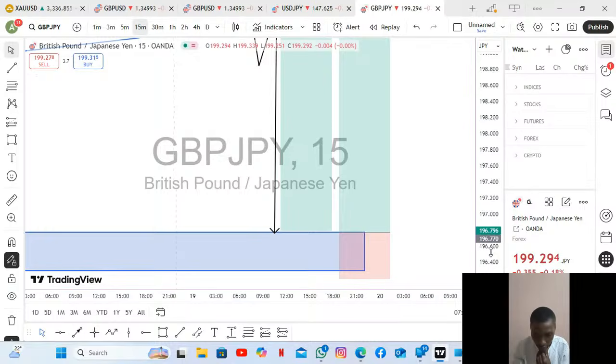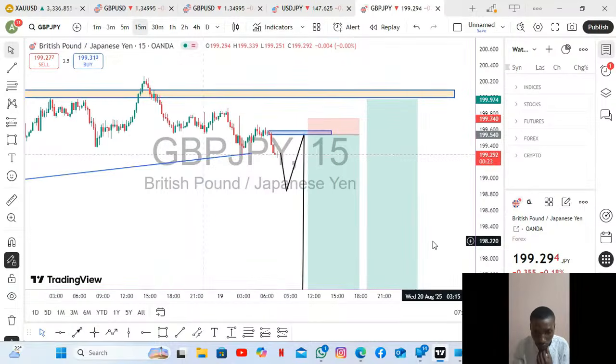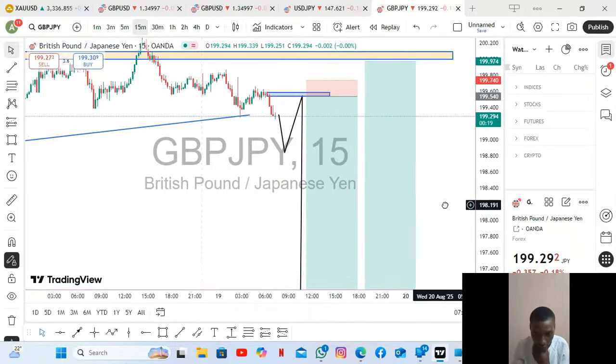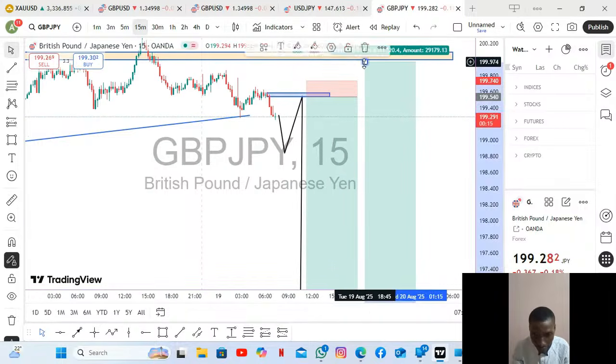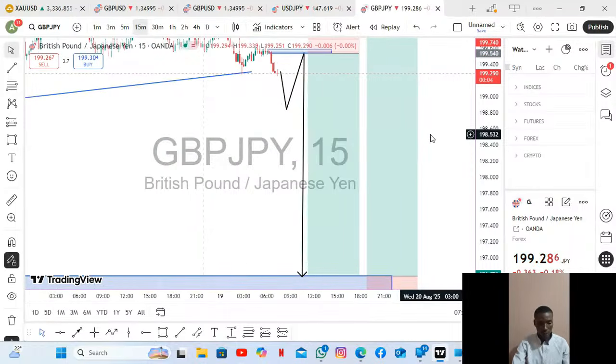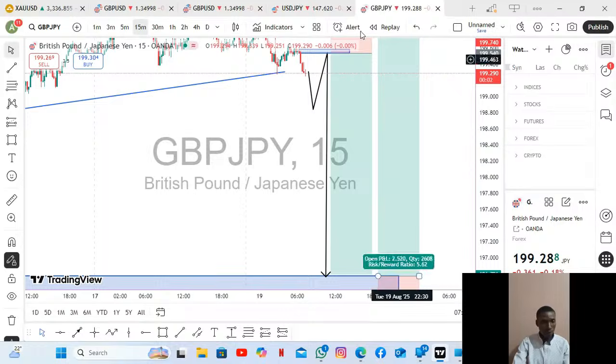While the buy coordinate entry point is 196.770. Stop loss is 196.195, and the target profit is 199.740. If there's any pair you want us to analyze, please let me know quickly. You can take a screenshot of this.